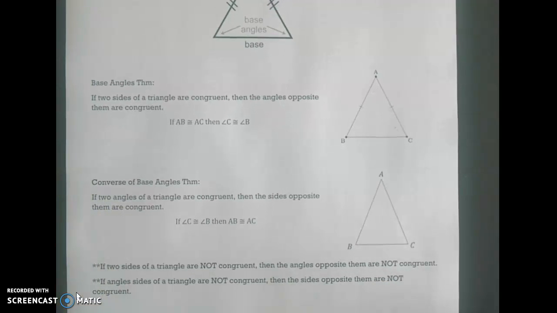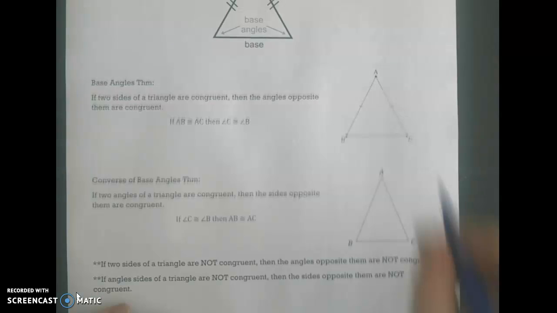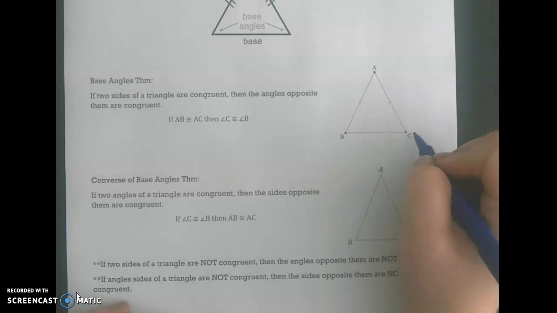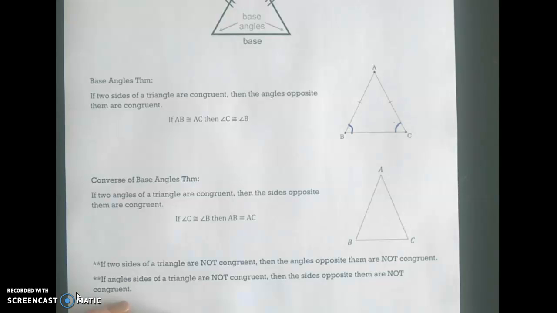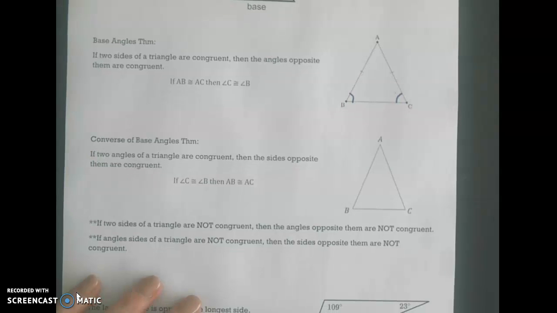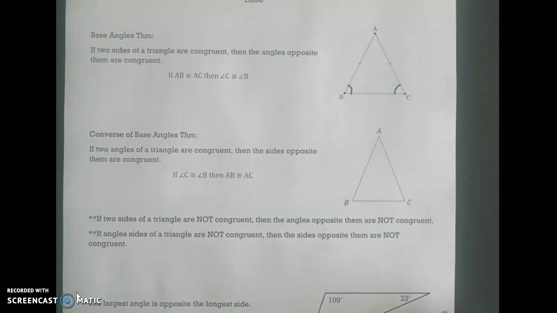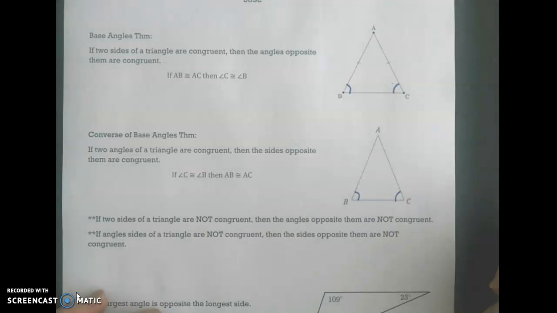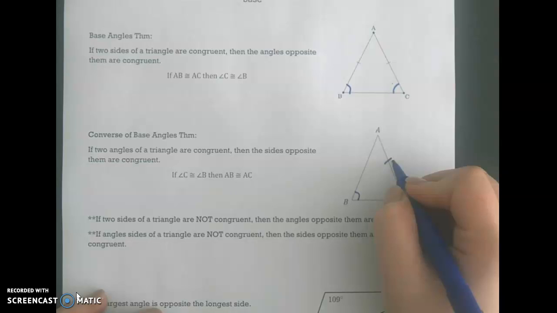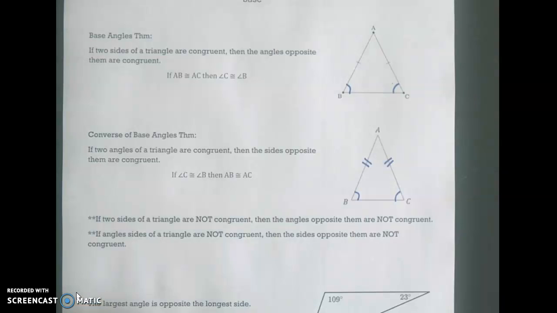The first one is the base angle theorem. It says that if two sides of a triangle are congruent, then the angles opposite them are congruent. So if AB is congruent to AC, then angle C is congruent to angle B. And then the converse of that theorem would be that if two angles of a triangle are congruent, then the sides opposite them are congruent. So if I already know that B is congruent to C, I can conclude that AC is congruent to AB.